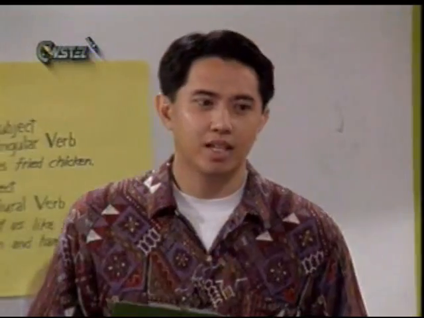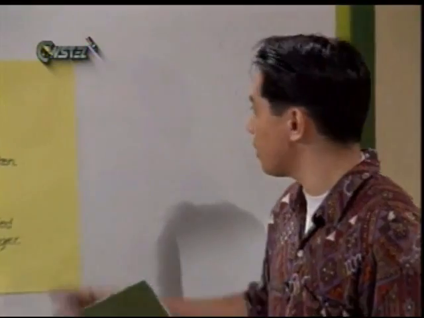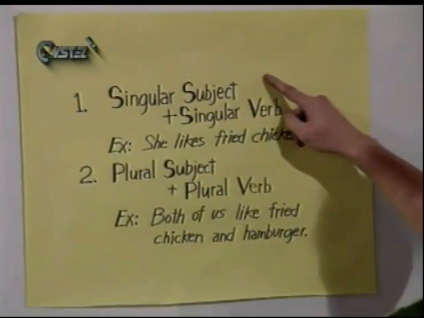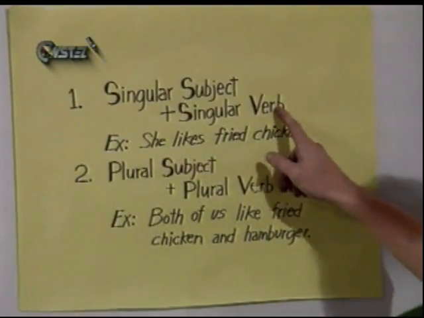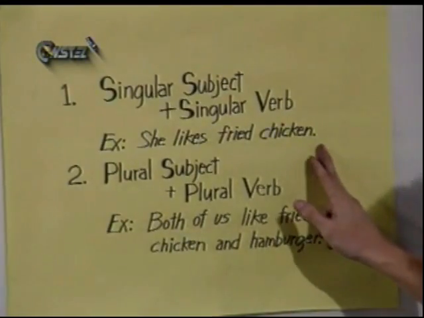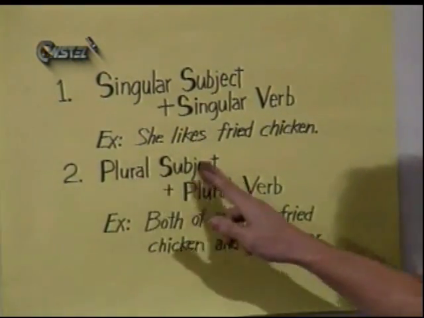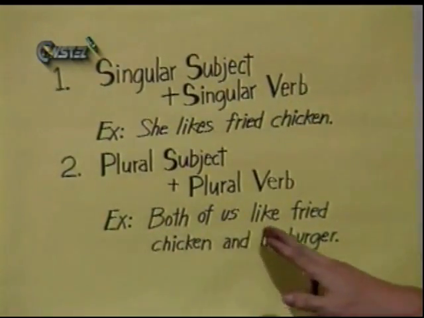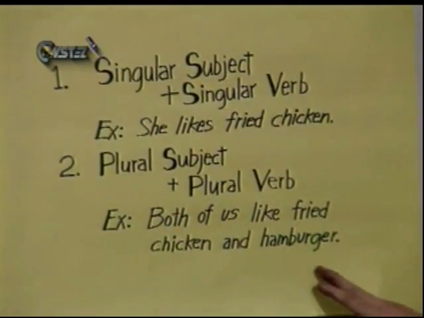Very good. Now, class, therefore, I would like you to remember these rules. Singular subject plus singular verb. I'll give you an example. She likes fried chicken. And number 2, plural subject plus plural verb. Example, both of us like fried chicken and hamburgers.